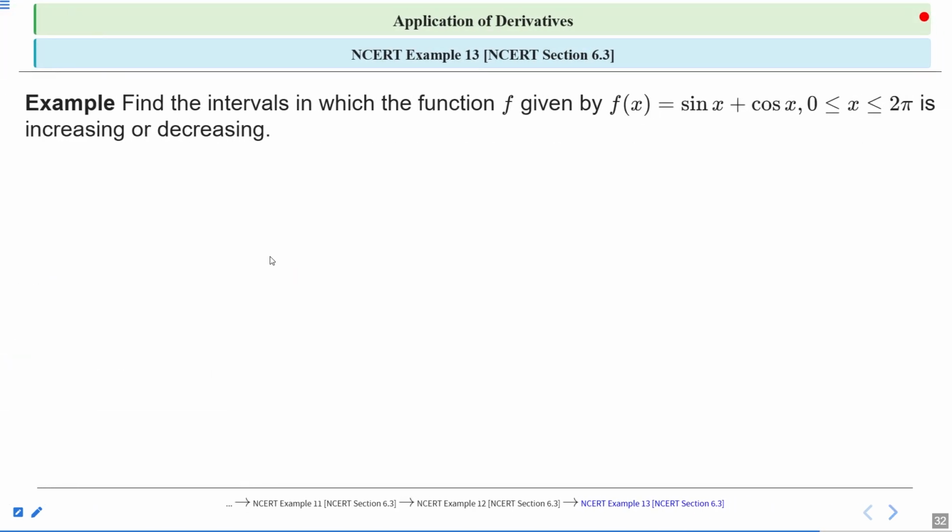So example 13, which says find the intervals in which the function f given by f x equal to sin x plus cos x, when x belongs to 0 to 2 pi, is increasing or decreasing, right? We have to find in which intervals f x is increasing or decreasing. Again, what can we do? We will differentiate f x, calculate f dash x, and observe in which interval f dash x is less than 0 or greater than 0, right? Clear? So in this way, you can approach this question.